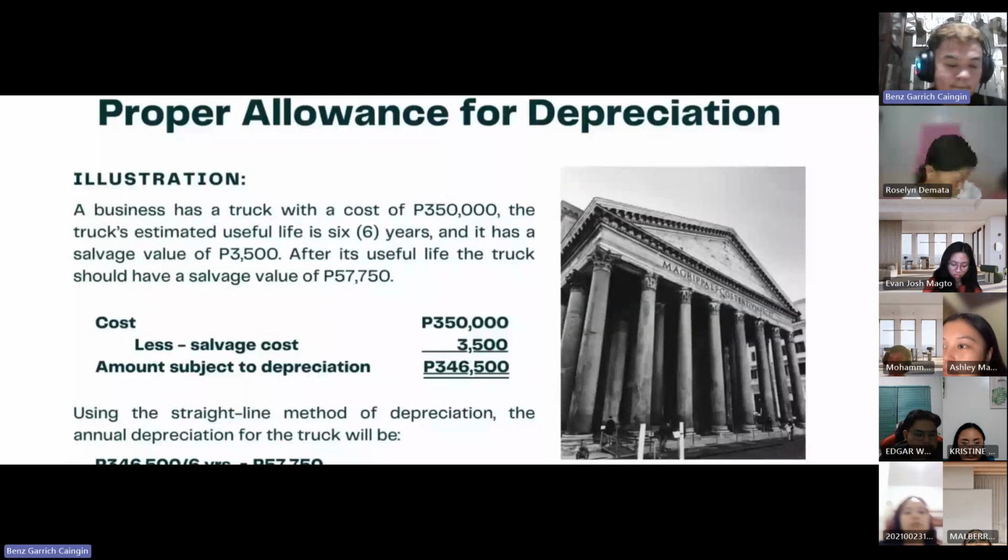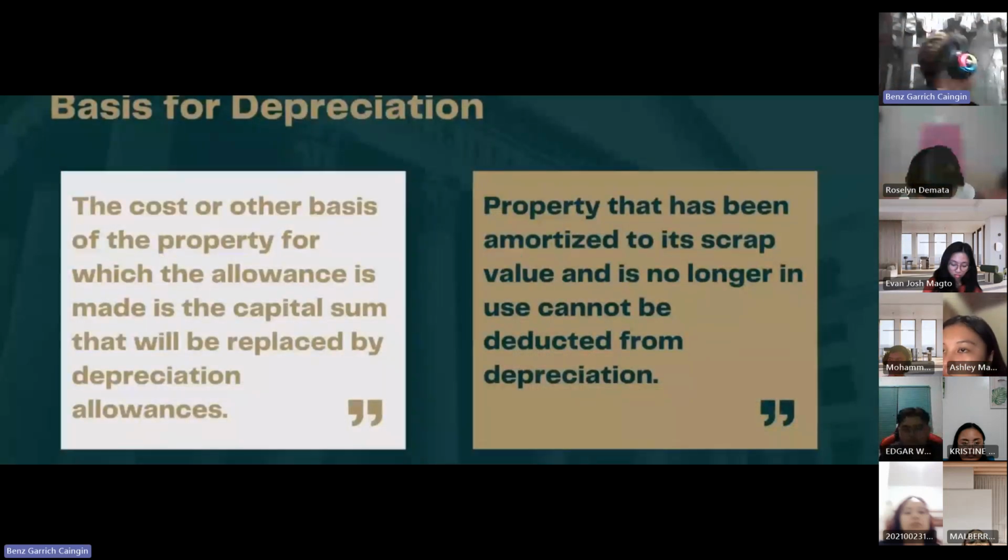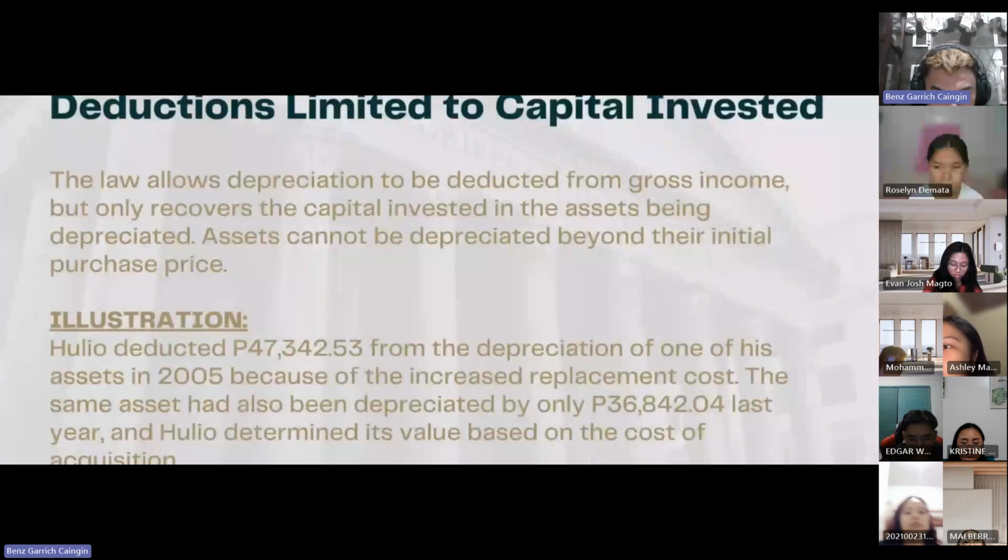Now, let's go to the basis for depreciation. The cost or other basis of the property for which the allowance is made is the capital sum that will be replaced by depreciation allowances. This means that property that has been amortized to its scrap value and is no longer in use cannot be deducted from depreciation. Now, what about deductions limited to capital invested? Our law allows depreciation to be deducted from gross income, but it only recovers the capital invested in the assets being depreciated. This means that assets cannot be depreciated beyond their initial purchase price.